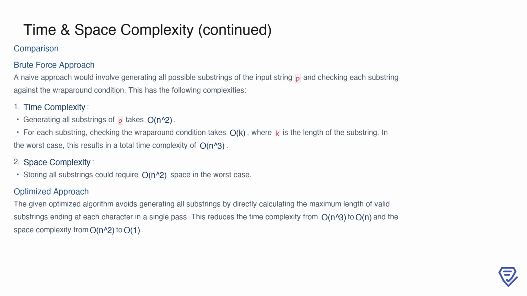In contrast, the optimized algorithm avoids generating substrings entirely. By directly calculating the maximum length of valid substrings ending at each character in a single pass, the time complexity is reduced to n, and the space complexity is reduced to 1.